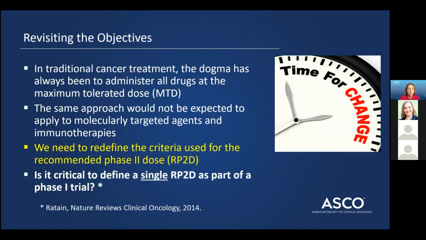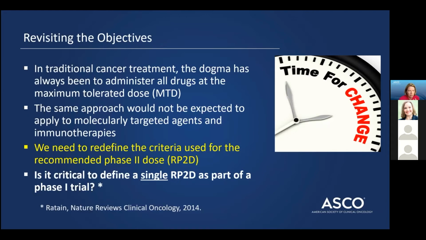Okay, so revisiting the objectives. In traditional cancer treatment, the dogma has always been to administer all drugs at the MTD. We wouldn't expect this, especially in the setting of molecularly targeted agents and immunotherapies. So we should really be thinking about redefining the criteria used for the recommended phase 2 dose, the RP2D.